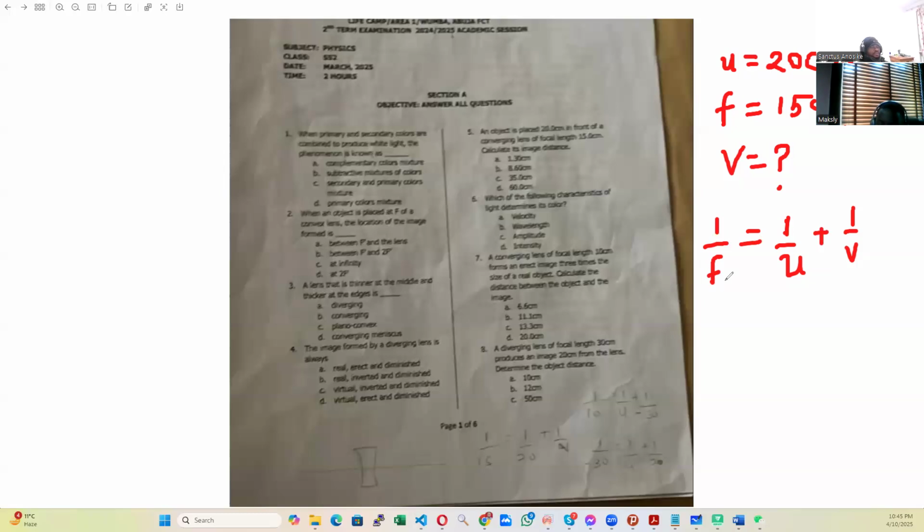I'm not sure why it's plus. Because I really told you once, I always tell you how you will know. I always tell you how you will know. So how do we know? If the image is real, that means V is plus.